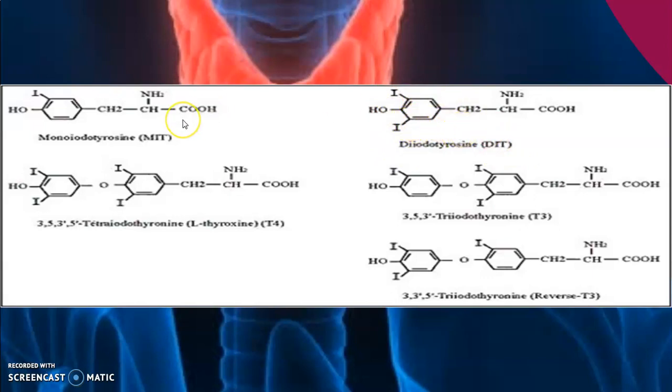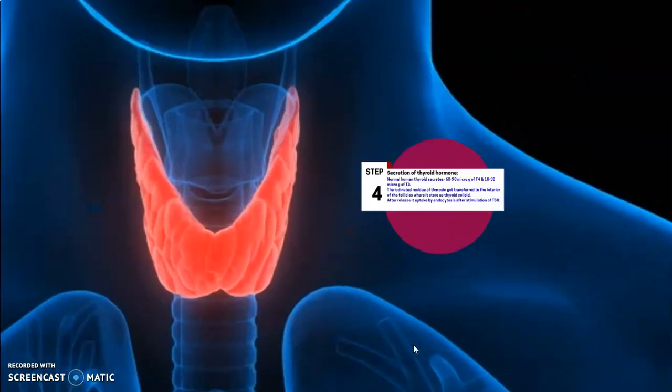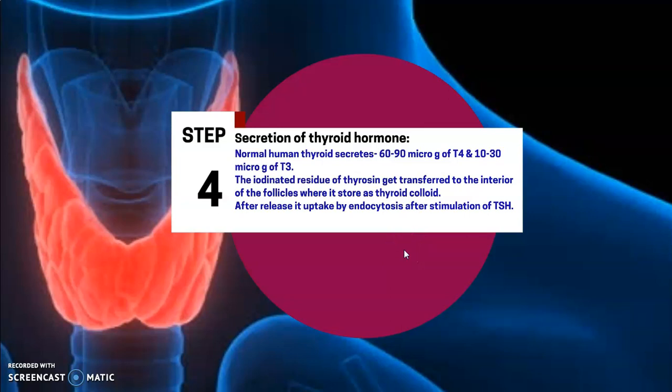If one monoiodotyrosine is coupled with a diiodotyrosine, then we get triiodothyronine, because here we have 3 iodine. And if 2 molecules of diiodotyrosine are coupled together, then we get tetraiodothyronine. Okay. Here we completed our third step, that is formation of T3 and T4. Then what is the next step? With the third step, our process gets completed up to the synthesis.